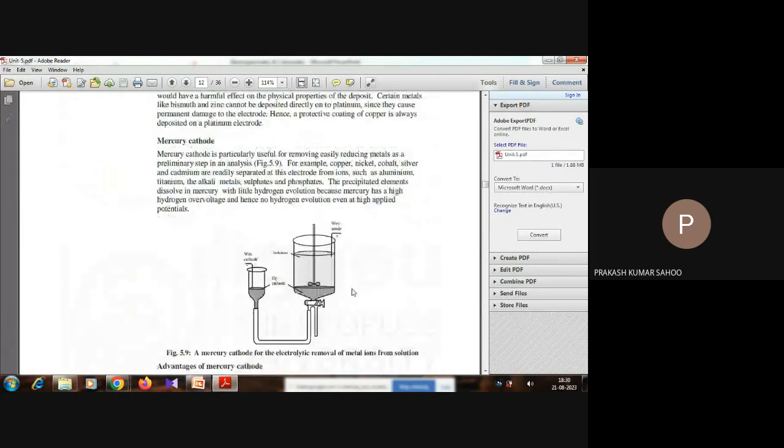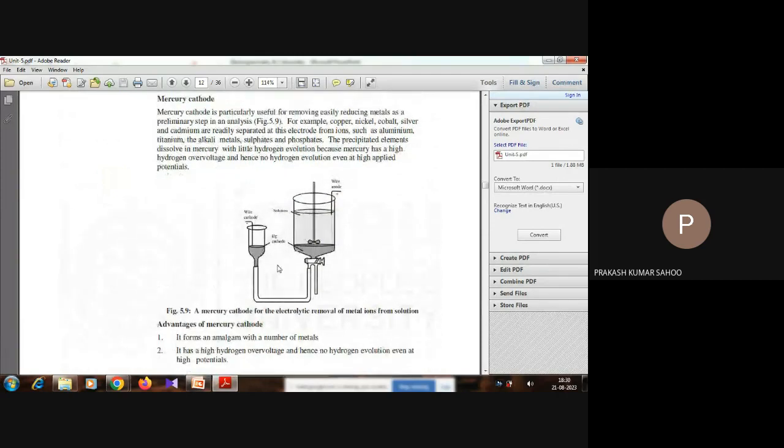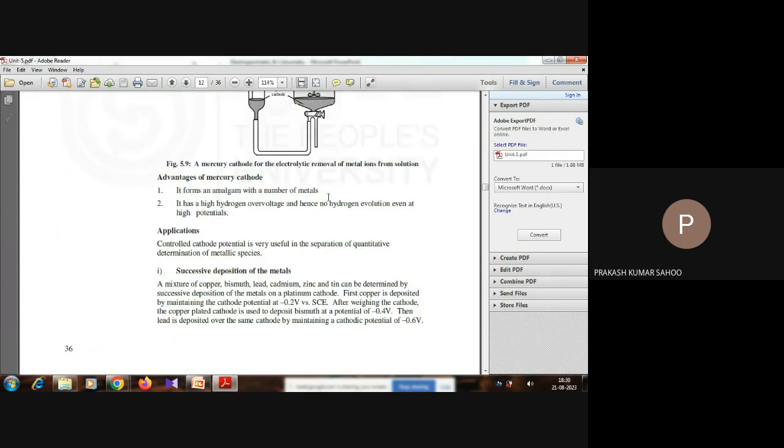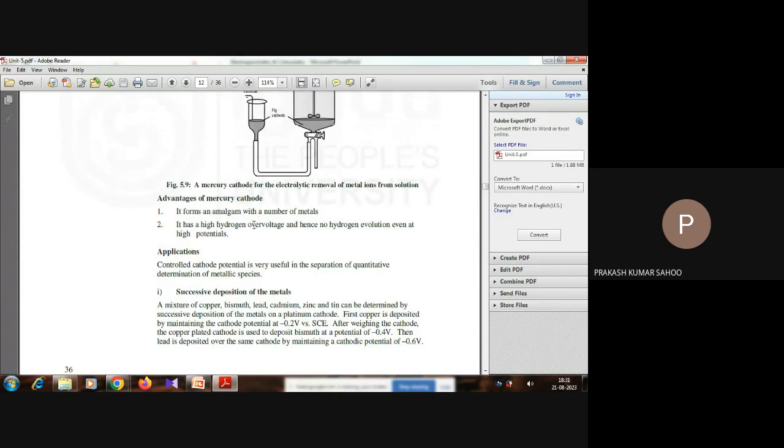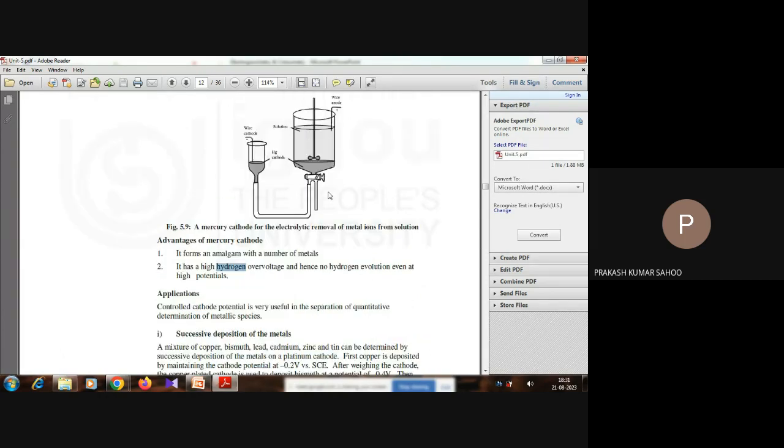And this is the electrode, that is the mercury cathode electrode, which is already discussed. This is the mercury cathode, this is the stirrer that will be the anode, and this will be the solution. It forms amalgam with a number of metals. It has a high hydrogen overvoltage, and hence no hydrogen evolution even at high potential. So when the overvoltage concept is there, the gases which are supposed to evolve at the anode will not be evolved, and they will remain intact with this solution. They will not be separated.